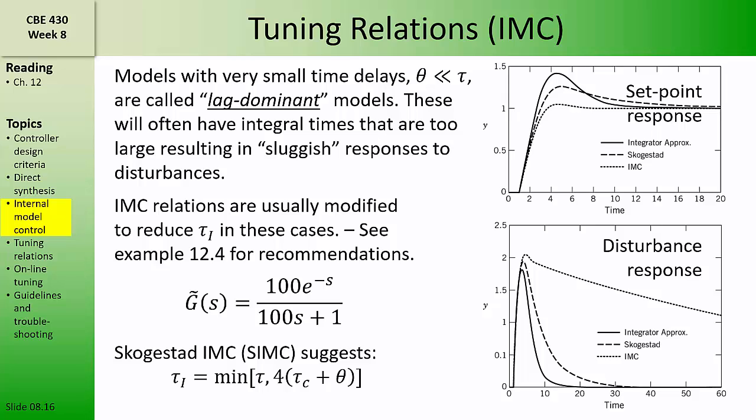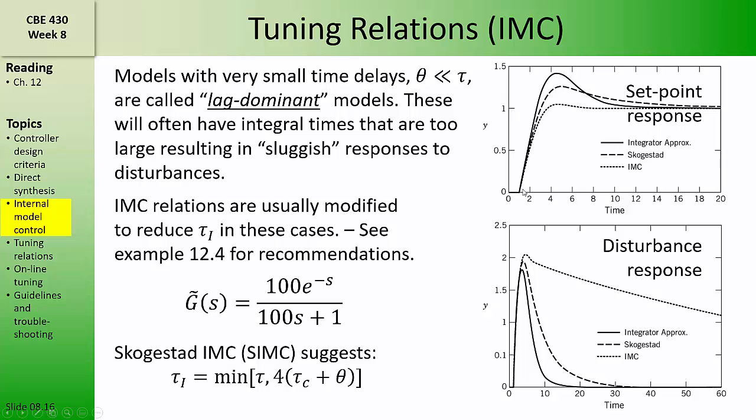These models are called lag-dominant models, and will often have integral times that are too large, resulting in what we call sluggish responses to disturbances. Remember that the IMC and DS methods are based on the servo transfer function. So while the servo transfer function or set point changes will give rise to desirable behavior, the regulator transfer function or the response to disturbance inputs may not be so well behaved.